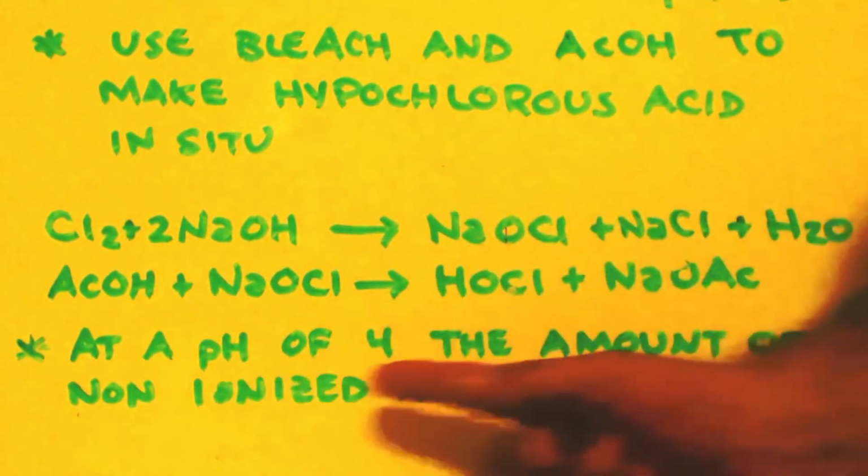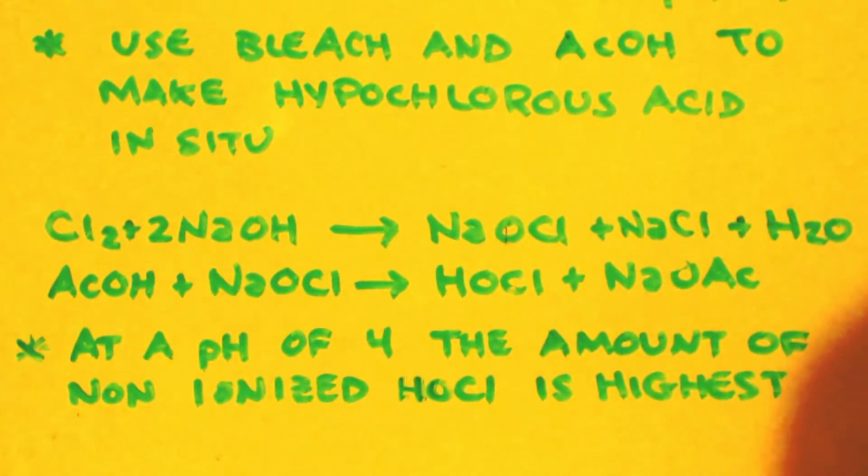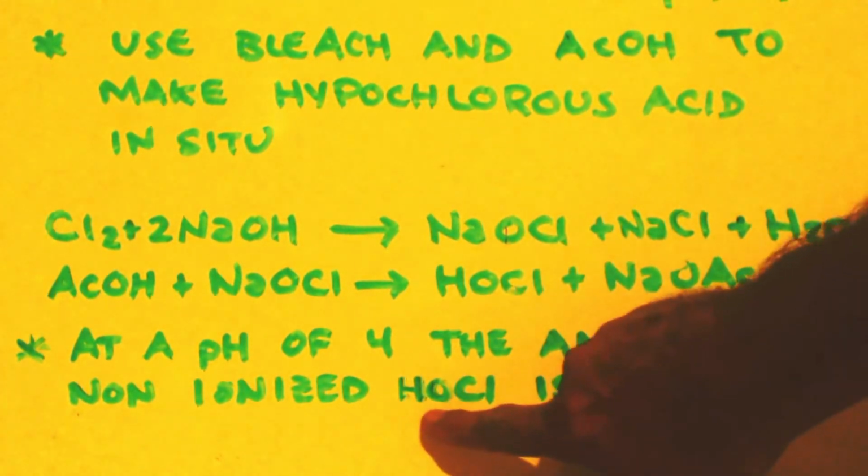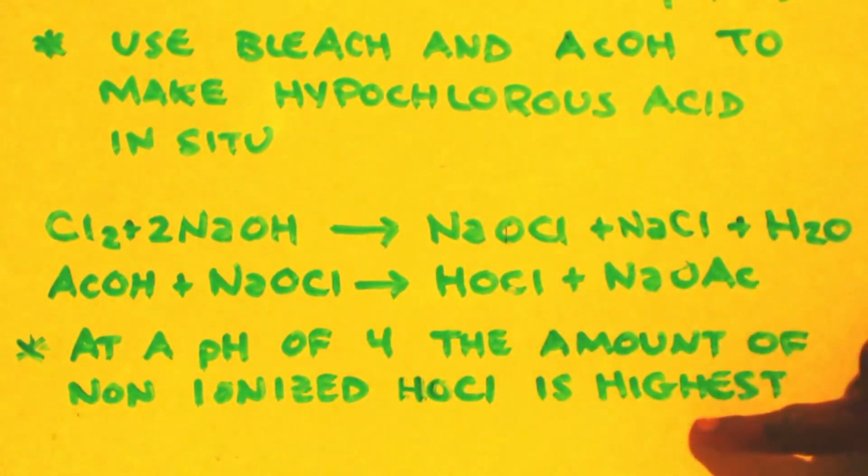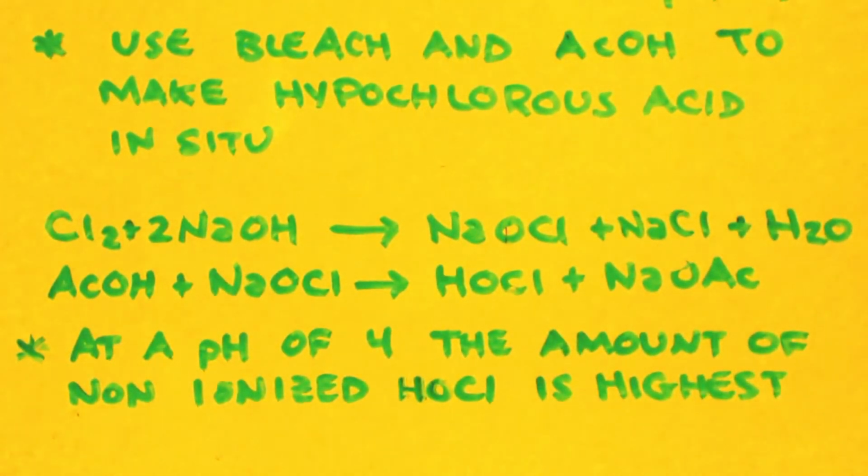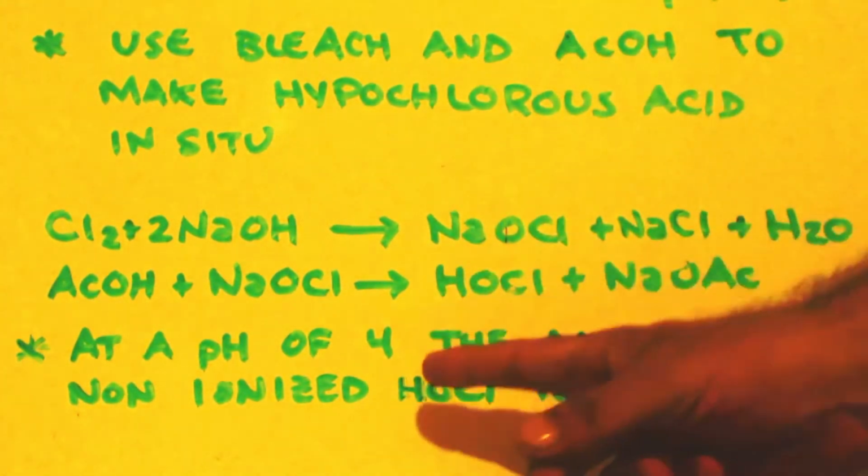And then I read this in Wikipedia. It says at pH of 4, the highest amount of non-ionized HOCl, which is what we want, is highest. So to me, that looks like a good number that the reaction should be done at, pH of 4. Okay, that's my guess, and this is why.